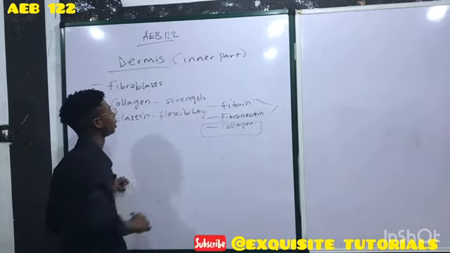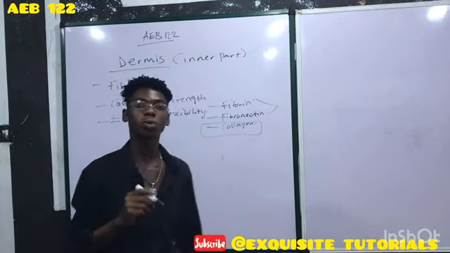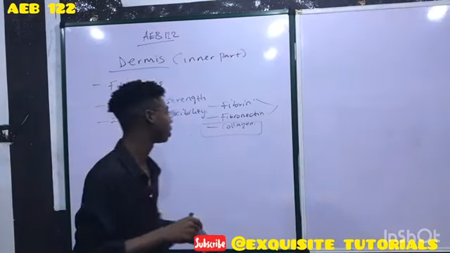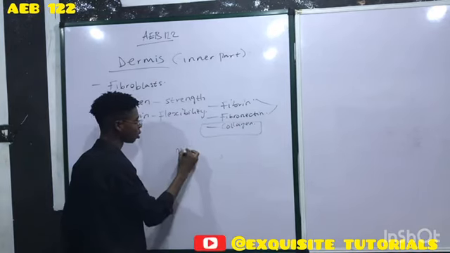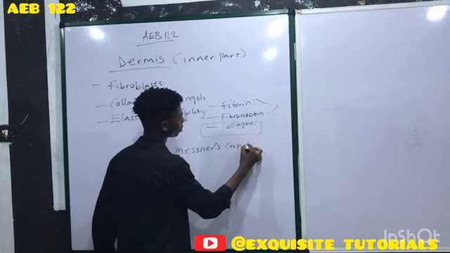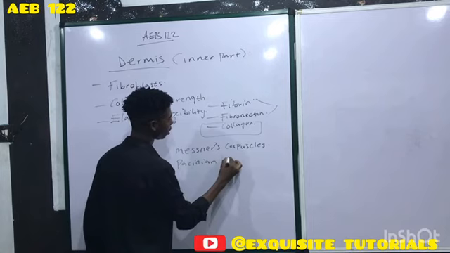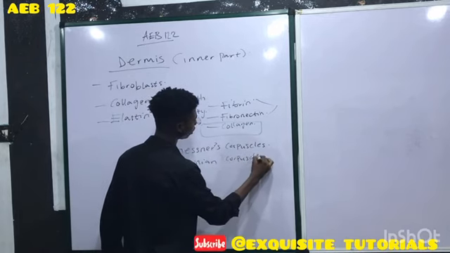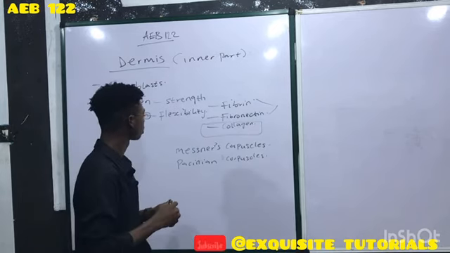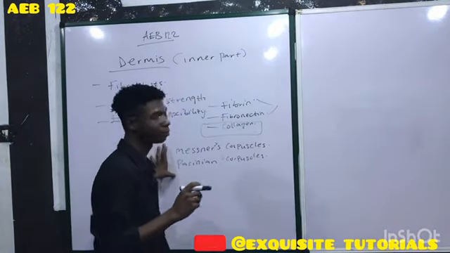Now, there are some parts of the dermis that respond to vibration. We have, I think, the Meissner's corpuscles. Then we have the Pacinian corpuscles. They perform similar functions, but they are quite different from each other.